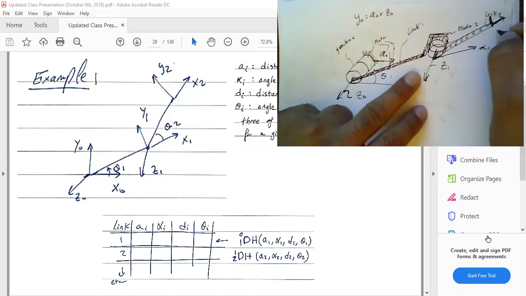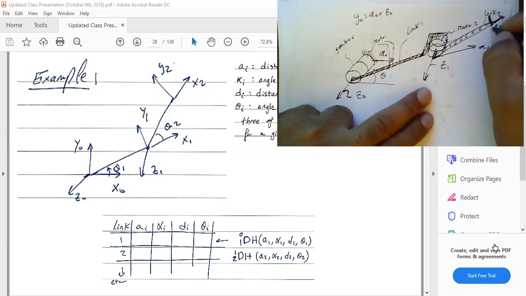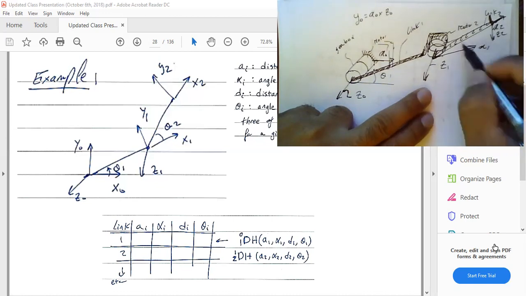So here we are free to choose, and usually what I like to do is put X2 like that. I can just mirror that, and then make Z2 parallel to Z1, just to keep it consistent, and then make X2 along that link. I'm free to choose where that is. The reason I'm doing that is because I know θ will be the angle between X1 and X2, so I'm going to put θ2 like that.